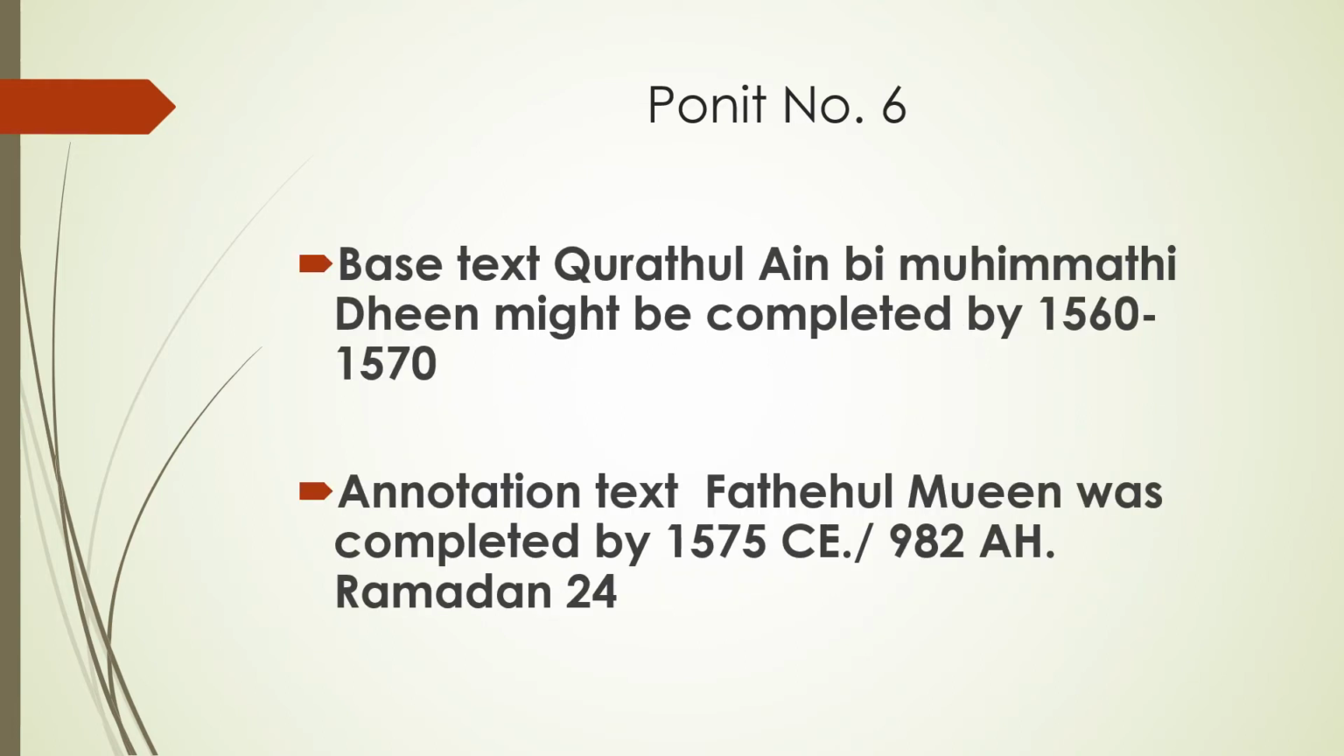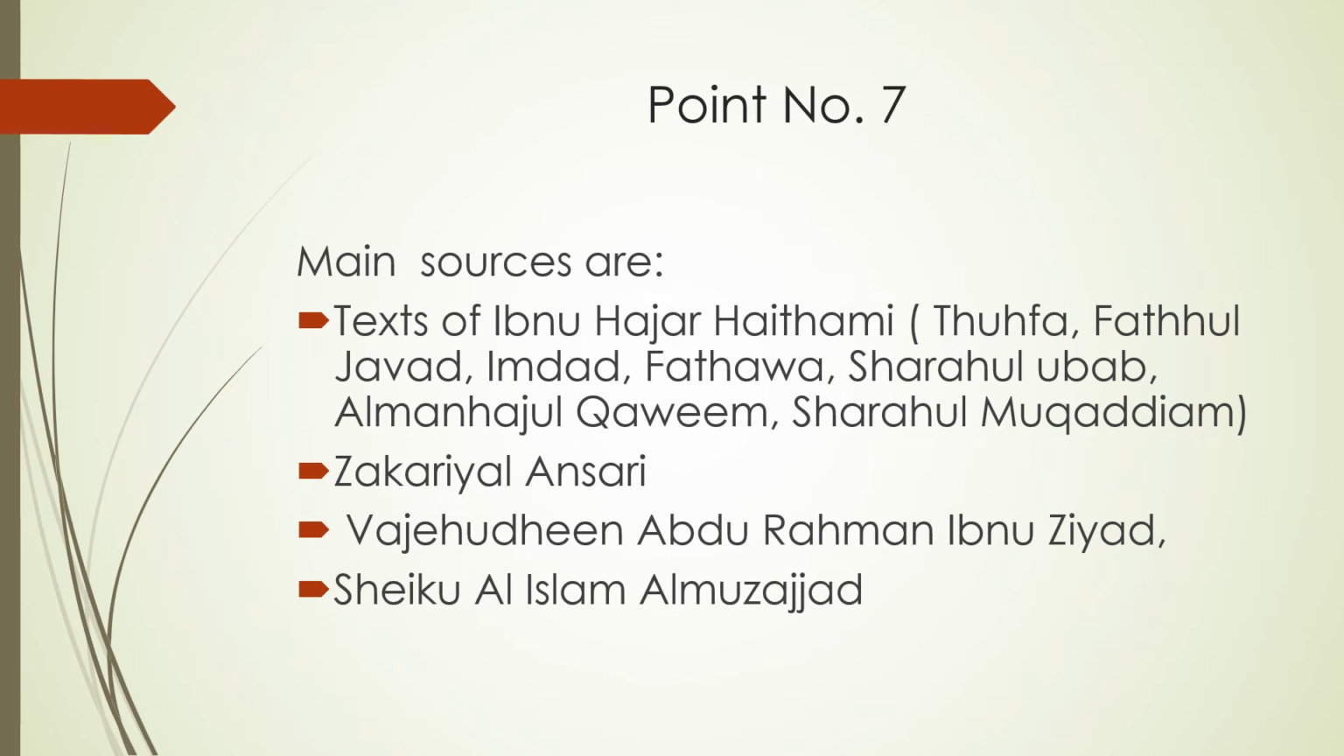The sixth point is, the name of the base text, it is Qurratul Ayn bi Muhimmatid Din. It might be completed by 1560 to 1570. The precise date is not authentically known. So the historians assume that it must be completed by 1570. And the annotation, the sharah text, that is Fathul Mu'in, it was completed by 1575, the Hijri year 982, Ramadan 24.